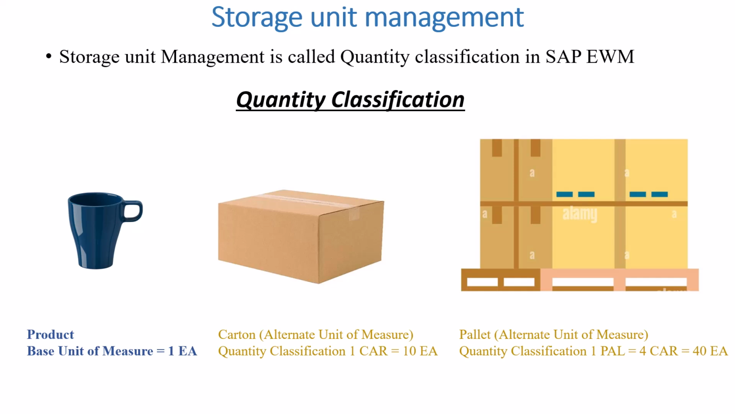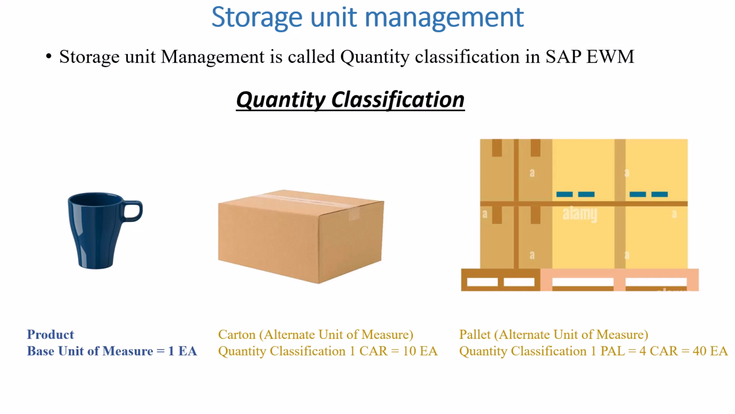So quantity classification is nothing but how many eaches is to one carton. That is another unit of measure. Either we can measure the quantity of this product in eaches or in cartons. One each means one single product, and one carton means there are 10 products out there. That's what we have to understand as of now.